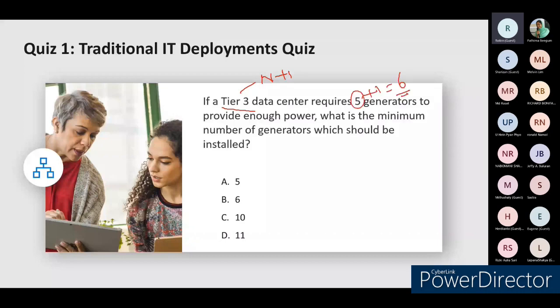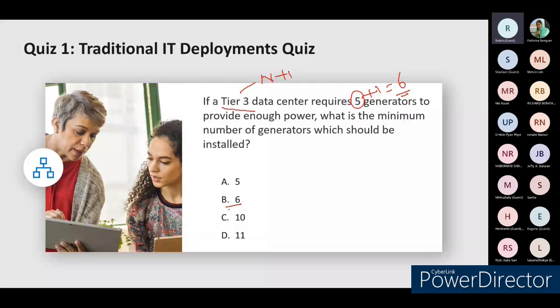So congrats team members to those who posted the 6, and for the people who posted other answers, no problem. This is the first time you are hearing about these data center tiers. At least you tried. So good job. Thanks to all the members who posted. The answer is 6. So the answer for this question is 6.